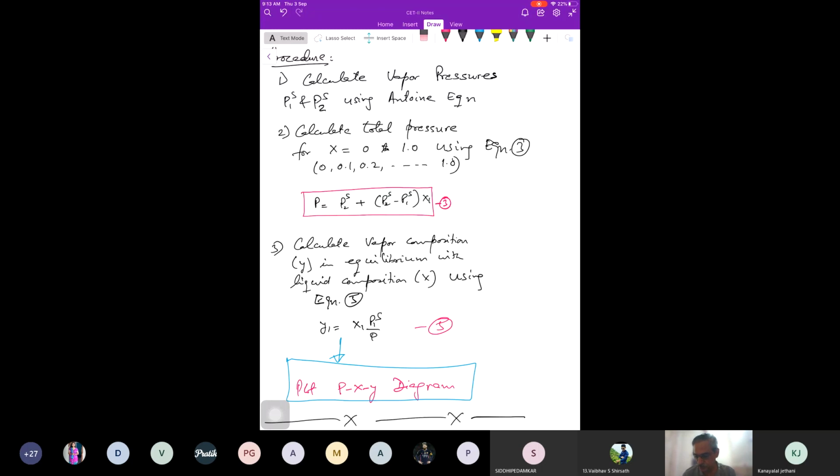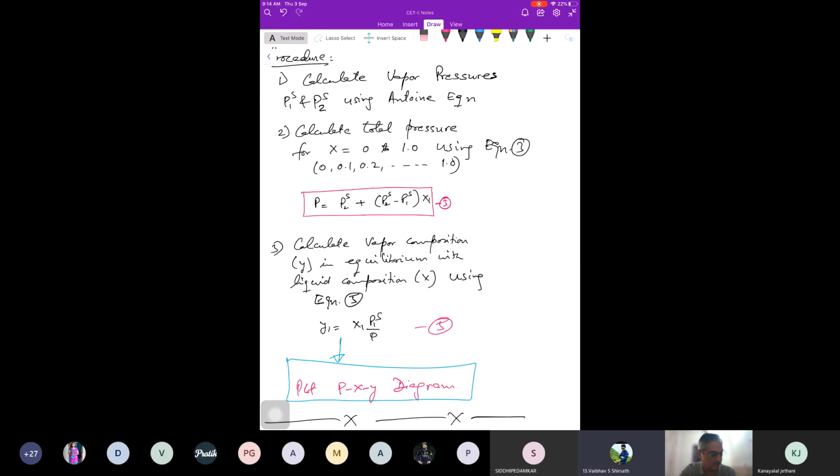Any doubts on how to draw the Pxy diagram? यह बहुत बार एग्जाम में आता है. Antoine equation दिया रहेगा. You have to calculate the vapor pressures of component 1 and component 2. Assume values of x between 0 to 1. Calculate total pressure and calculate y1.